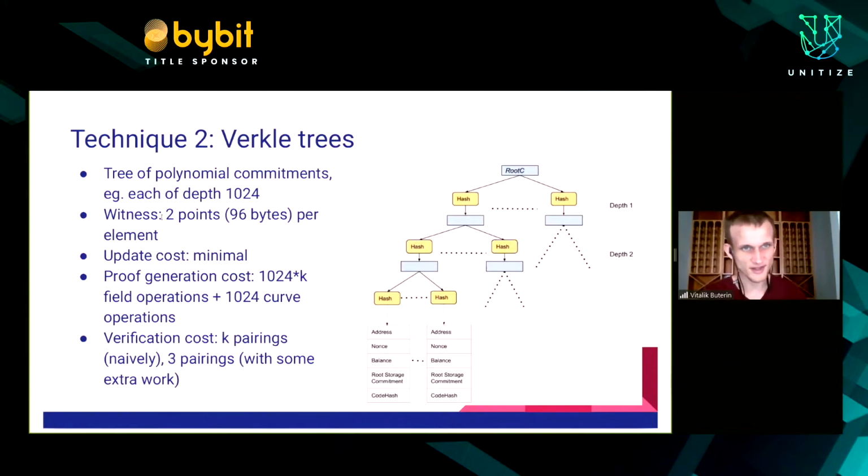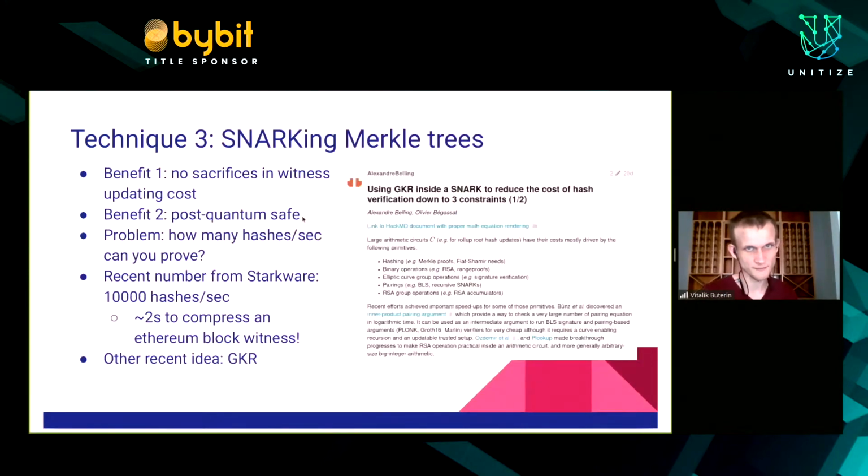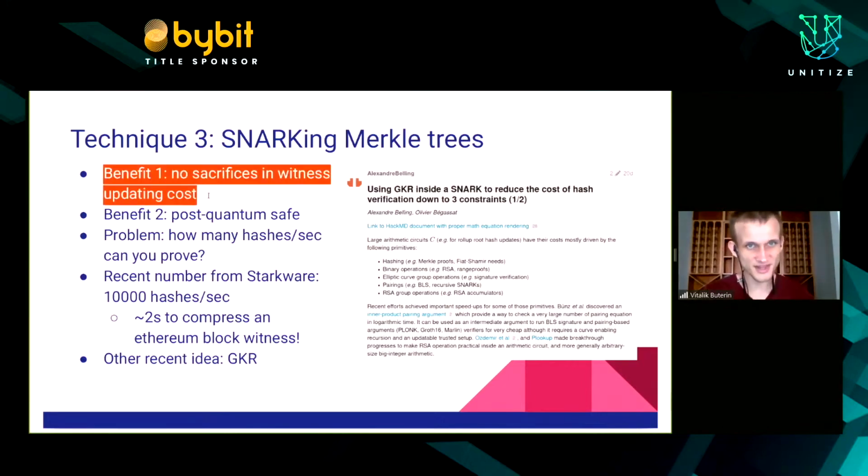It's not perfect, so you still have about 96 bytes per element, but that's still much less than 600 bytes or even more in the worst case. And then technique 3 is just snarking Merkle trees, as I mentioned, right? So you basically just make a snark that proves that there's a whole bunch of Merkle branches that prove some specific set of values. The benefit is that this is an overlay onto a Merkle tree, and so there are no sacrifices in witness updating, for example.